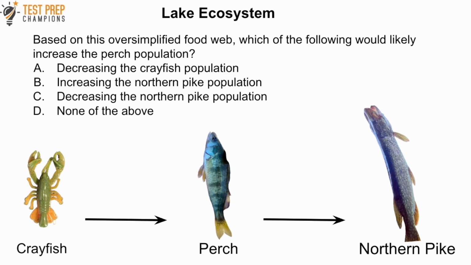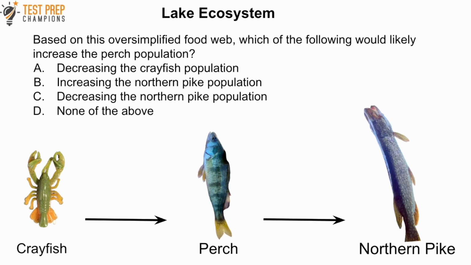So what about B? Increasing the northern pike population. Well, the northern pike eat the perch, right? So if we add more northern pike, there's going to be more pike to eat the perch, right? So if the perch have to run and hide and flee and try to get away from the northern pike, and we now have more northern pike, more perch are probably going to be eaten. And if more perch are eaten, that means that the perch population is going to decrease.